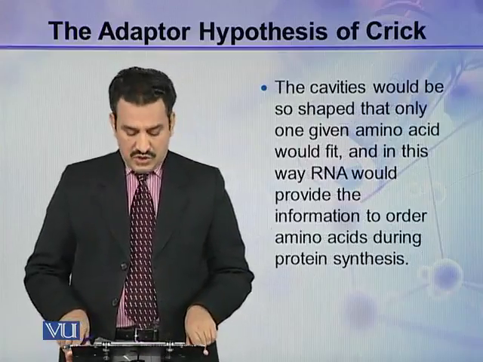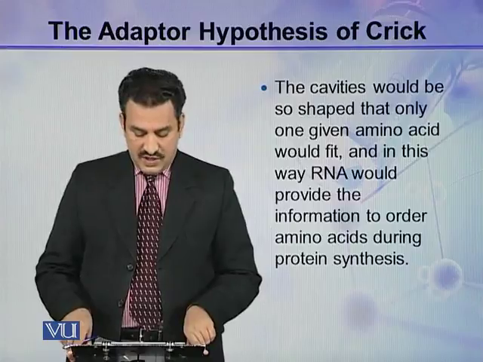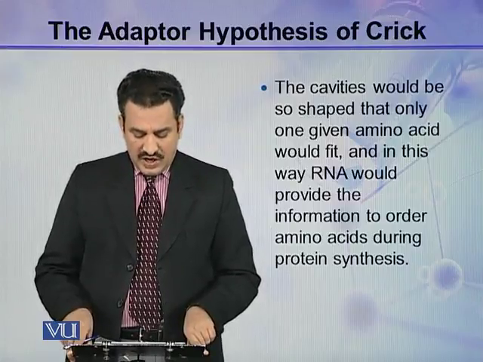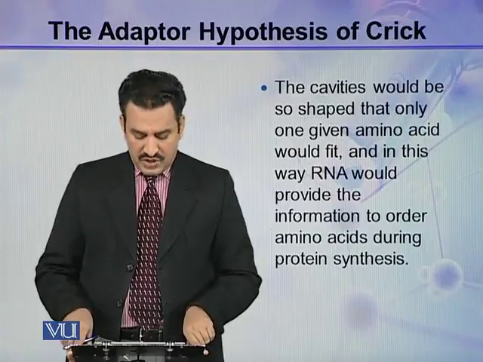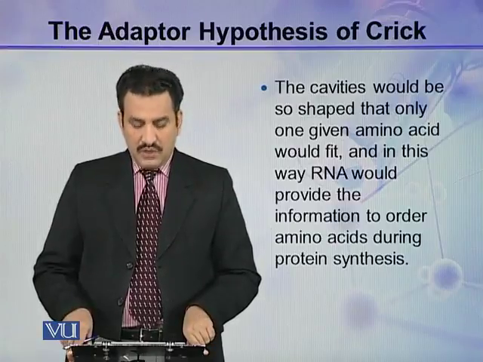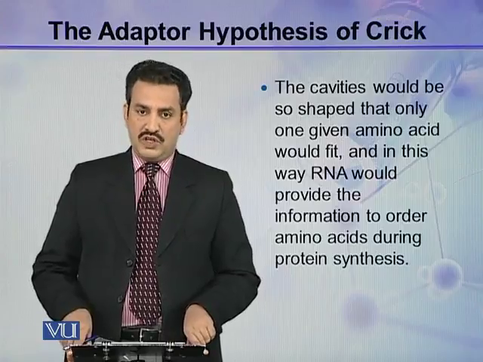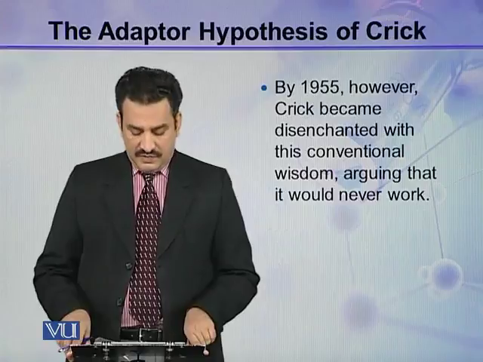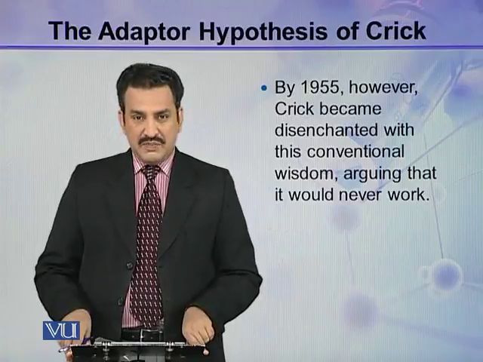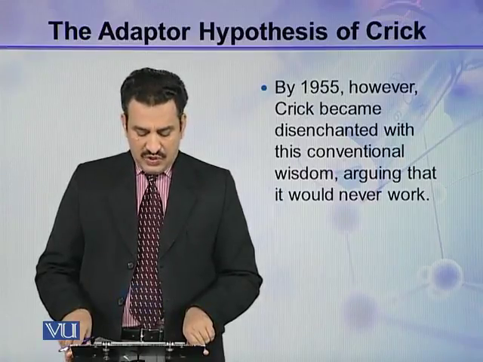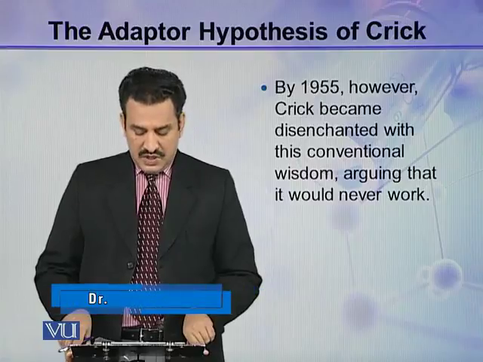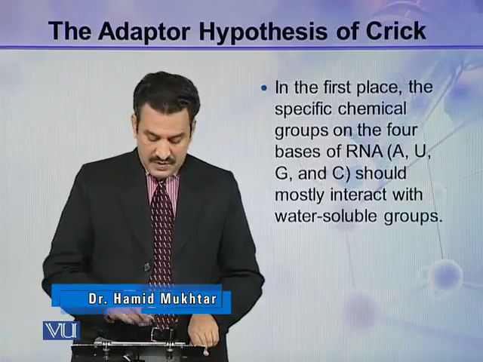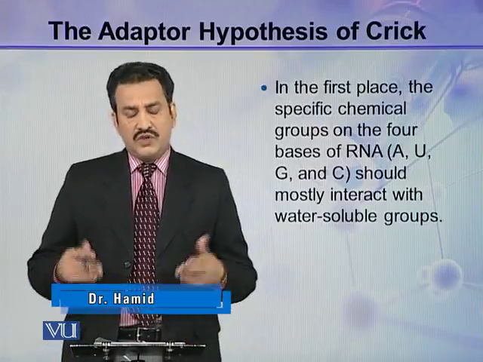The cavities would be so shaped that only one given amino acid would fit, and in this way RNA would provide the information to order amino acids for the synthesis of protein. By 1955, however, Crick became disenchanted with this conventional wisdom, arguing that it would never work. In the first place, why would it never work?